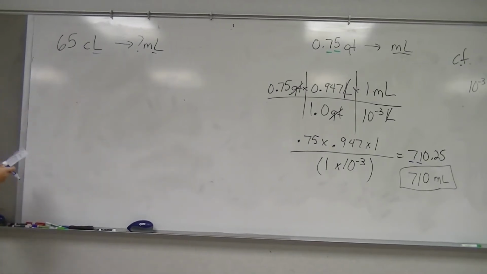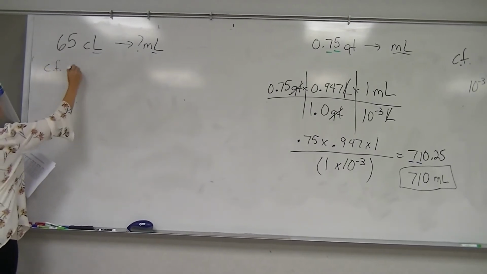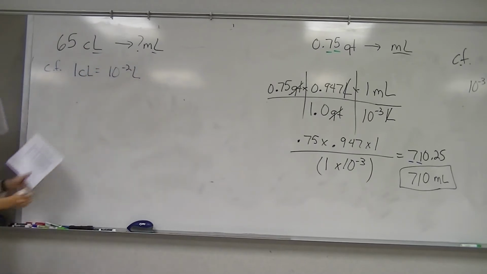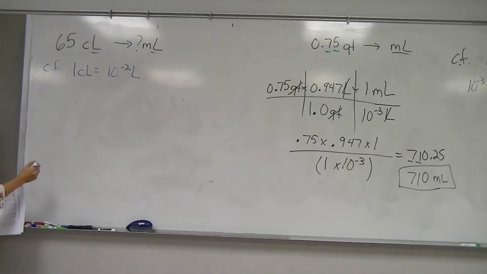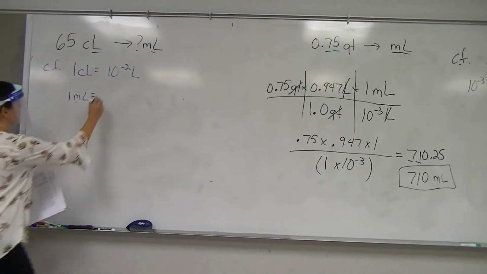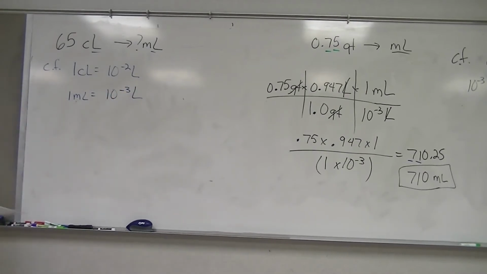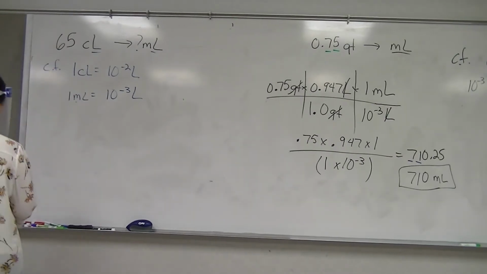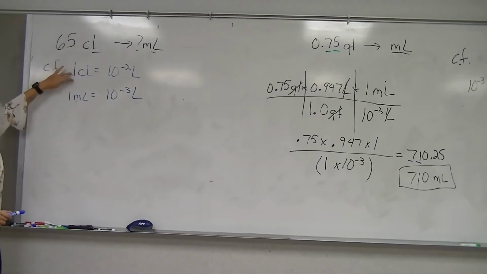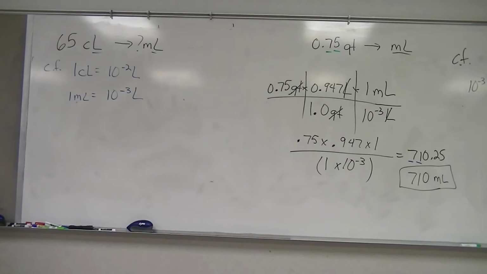So what are those conversion factors? 1 centiliter is equal to what? 10 to the negative 2 liters. And then we need the milli conversion factor as well. So 1 milliliter is equal to 10 to the negative third. All right, so this first conversion factor will get rid of centiliters. The second conversion factor will get rid of liters, and then we'll be left with milliliters.